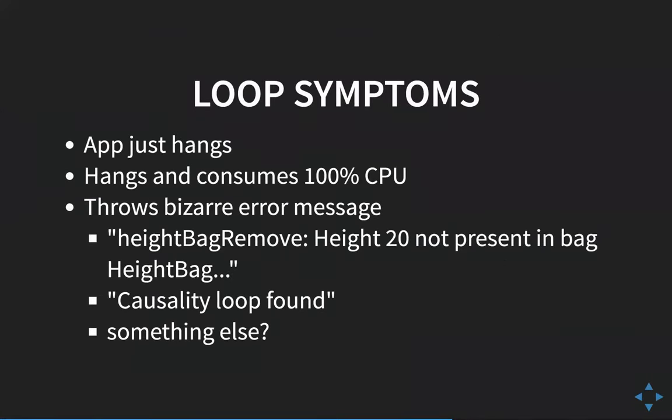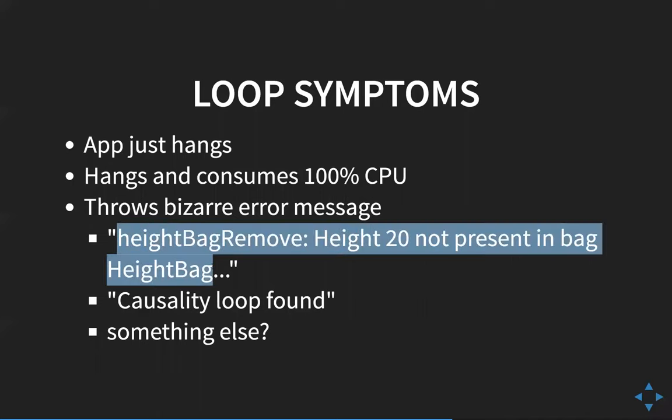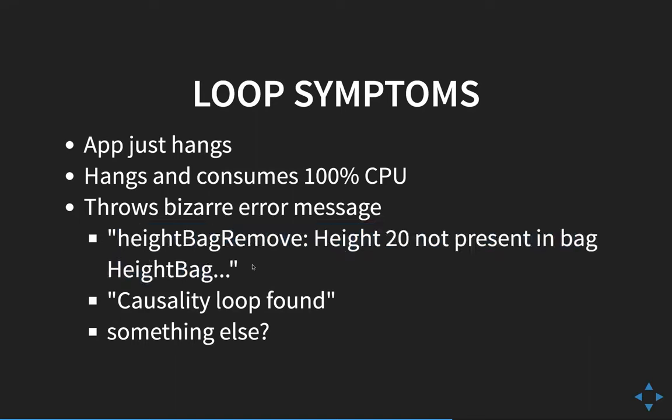So what are the symptoms of a loop? Sometimes your app just hangs. Sometimes it hangs and it consumes 100% CPU. And then there are some bizarre error messages, and they're not always predictable. One of the error messages is this height bag remove: height 20 not present in bag, height bag. And you're just like, what in the world is happening to my app? In some other cases, Reflex is maybe a little bit smarter, and it just tells you, causality loop found. And you're like, thanks.